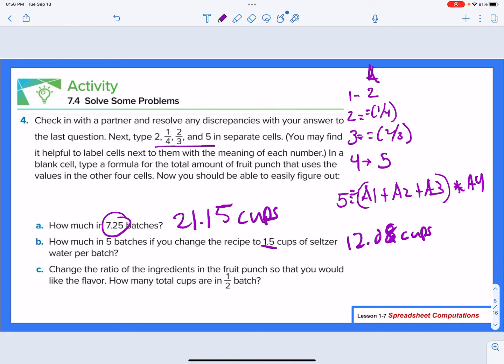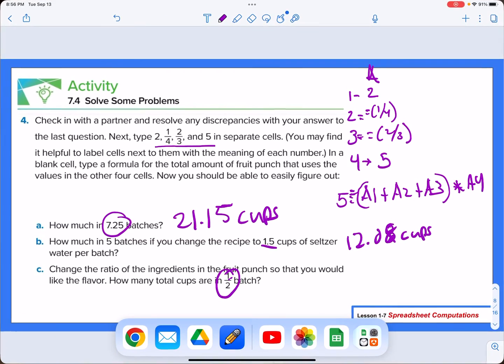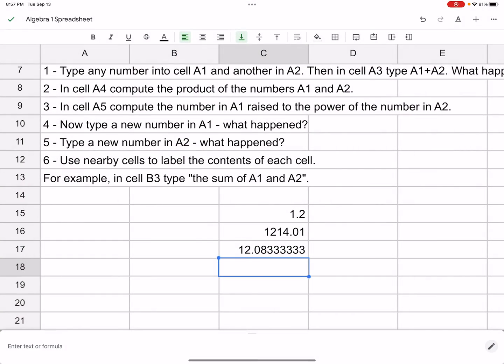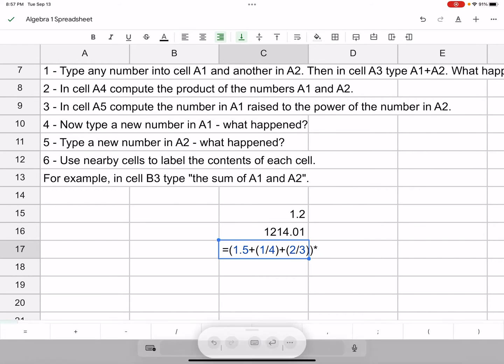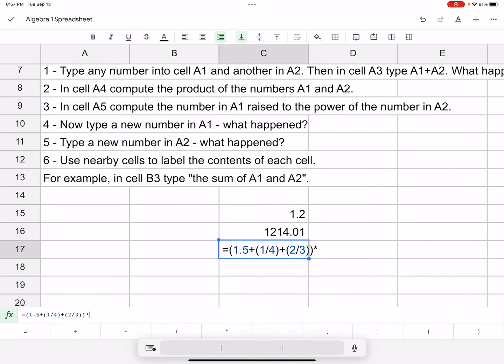How many total cups are in half a batch? Well, that's for you to do. So you could change it however you wanted to do it, really. It doesn't make a big difference there. So if I don't like that formula, if I want to make it better and I only want to make half a batch, I'm not going to multiply it by 5. I'll multiply it by 0.5, so half a batch.